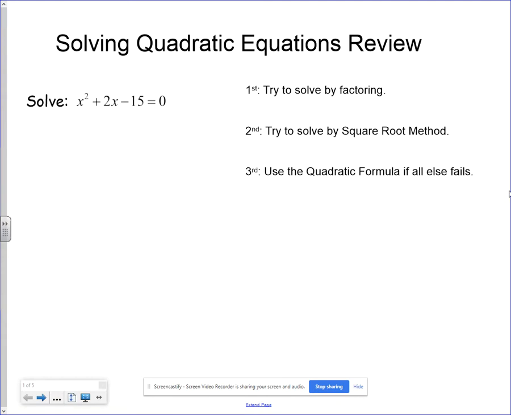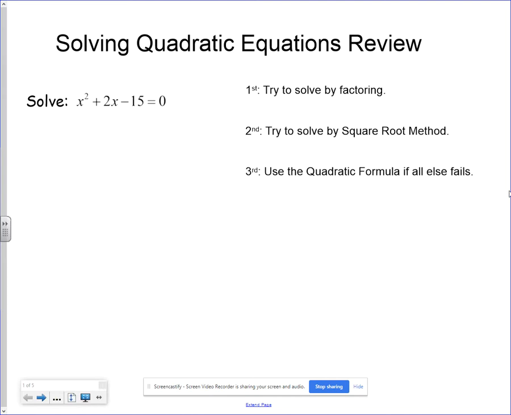The second way is the square root method. Remember, you can only do the square root method if you have a quadratic equation that only has an x squared term, that doesn't have a linear term. And then the third way is the quadratic formula, and it always works. We're not going to do it by graphing today.